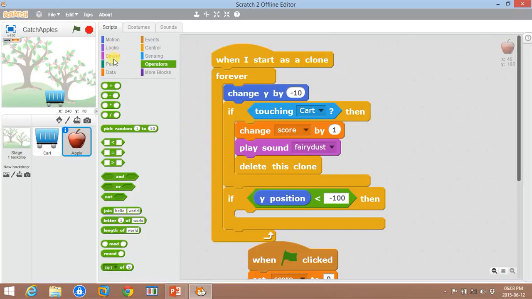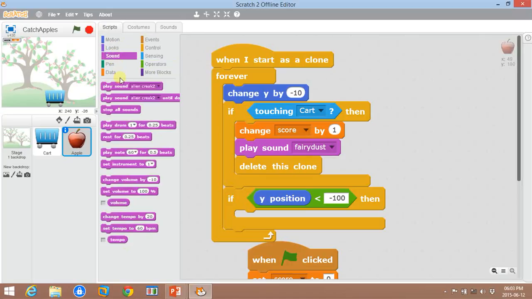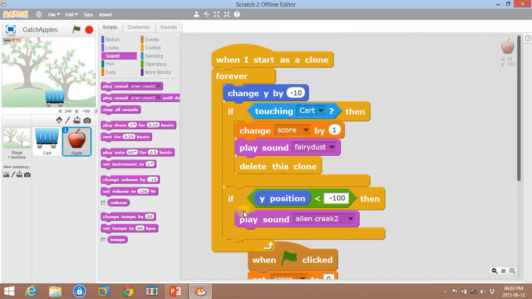All right. Now we're going to play a sound again, right? Because if you miss out, then you also get a sound. Okay, so we're going to drag the play sound there into your if then, Carolina. Okay. And then what do we do when we're done with our clones?